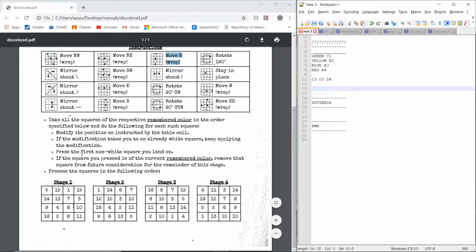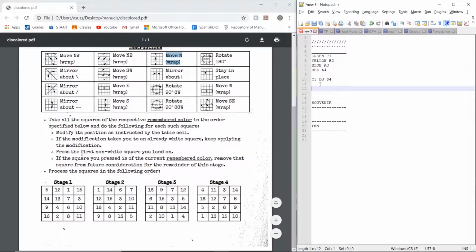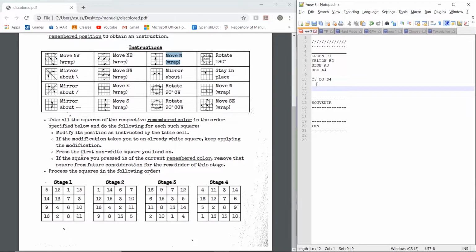Something I should mention, which always happens in the other squares, is that you don't press white. If it shows up on white, you do the permutation again. And if you press a color, you ignore that color from future instructions. Basically, since it's white, you no longer use it.